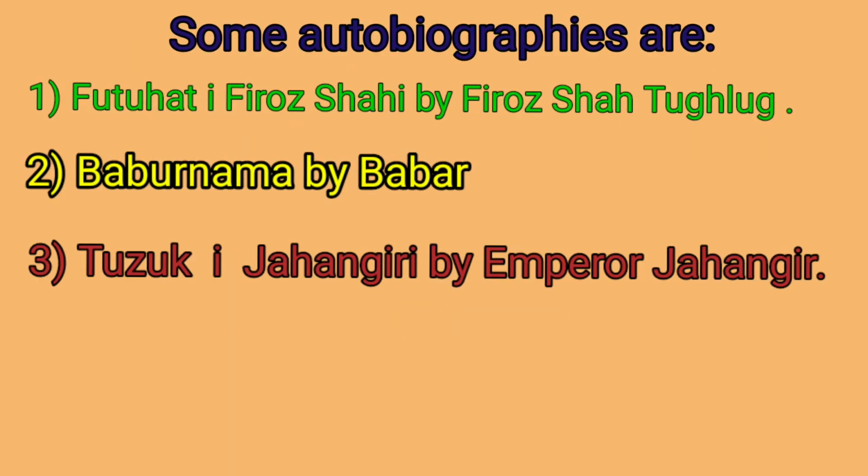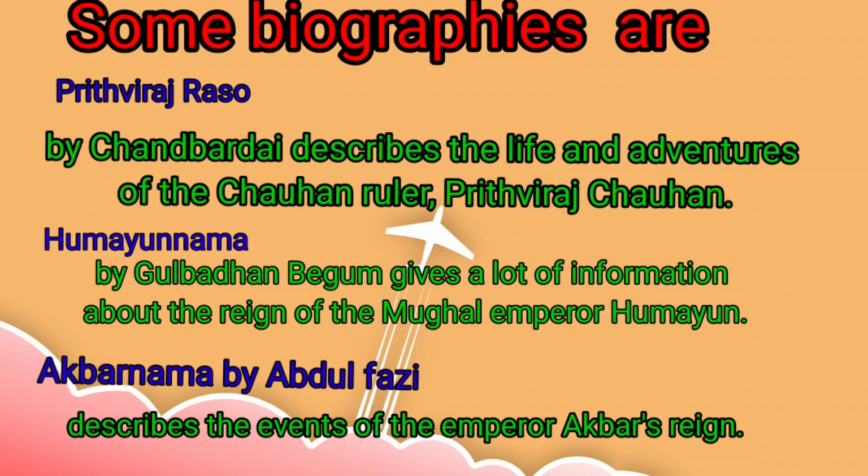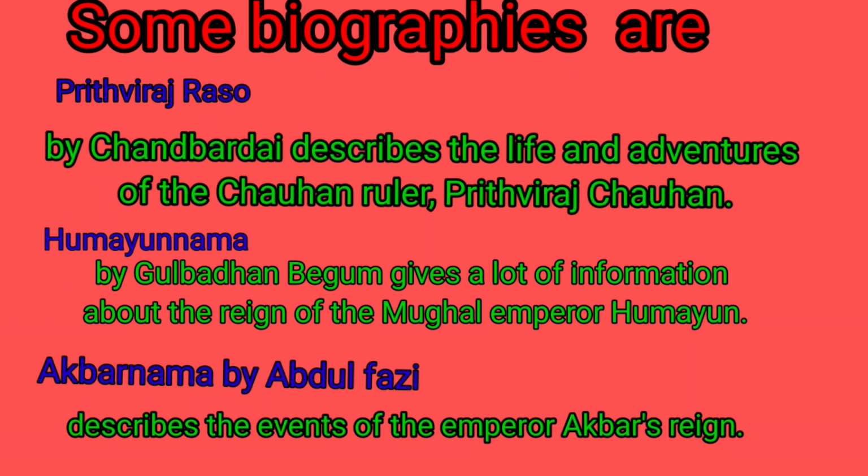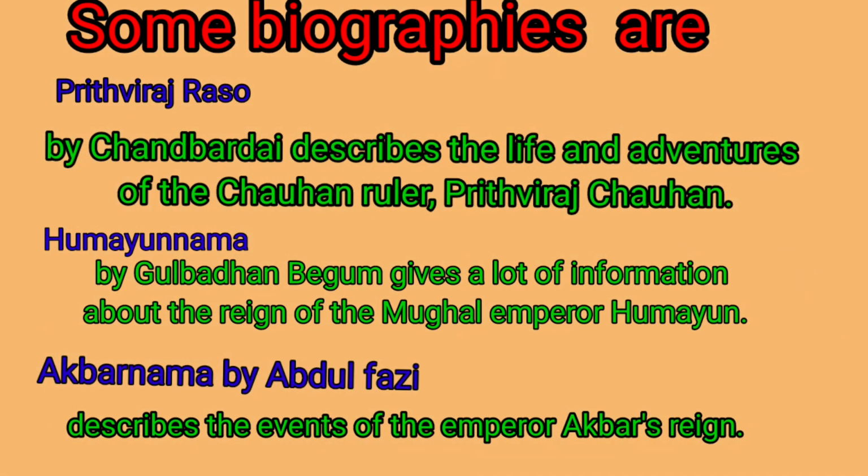Some autobiographies are Futuhat-e-Firoz Shahi by Firoz Shah Tughlaq, Baburnama by Babur, and Tuzuk-e-Jahangiri by Emperor Jahangir. Some biographies are Prithviraj Raso by Chand Bardai, which describes the life and adventures of the Chauhan ruler Prithviraj Chauhan. Humayun Nama by Gulbadan Begum gives a lot of information about the reign of the Mughal Emperor Humayun. Akbar Nama by Abul Fazl describes the events of Emperor Akbar's reign.